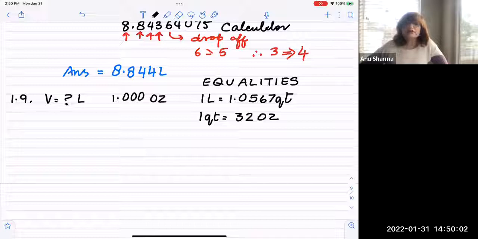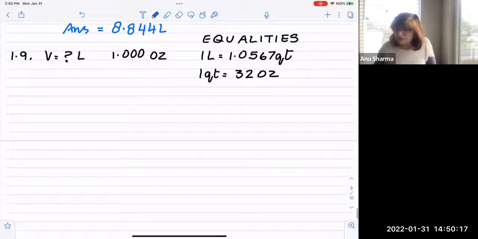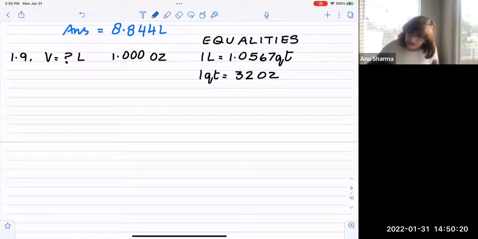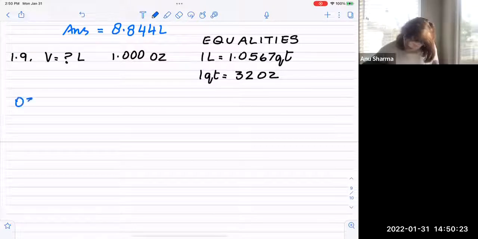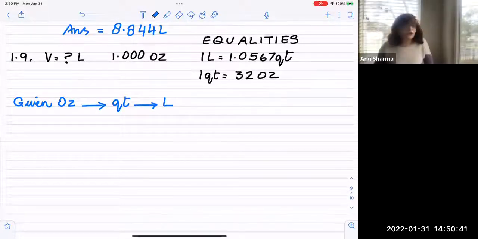So we will have to do a conversion using the equalities. In this case, there is no direct conversion of ounces to liters, because ounces is a mass, and liters is a volume. So totally different measurements, different quantities, right? So what do we do in this case? First we are going to take the given ounce, and let's write this down. Ounce is converted to quarts, then quarts is converted to liters. There's no direct conversion of ounces to liters. It has to go through the quarts.